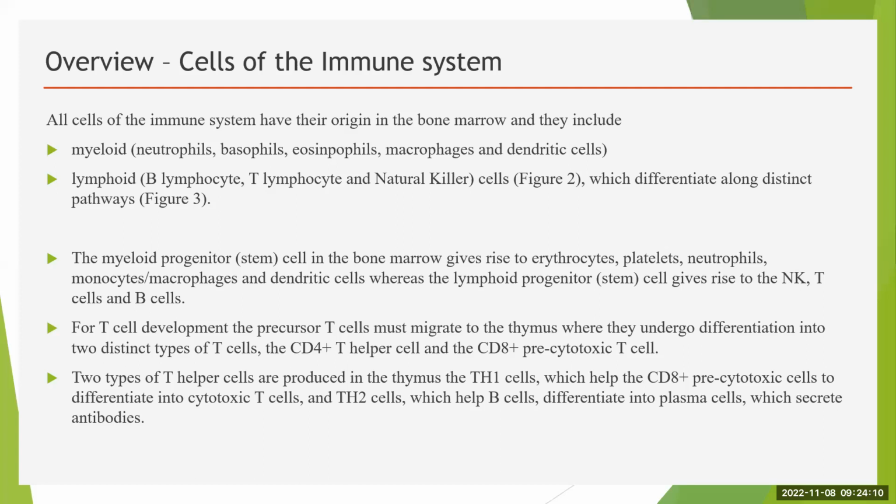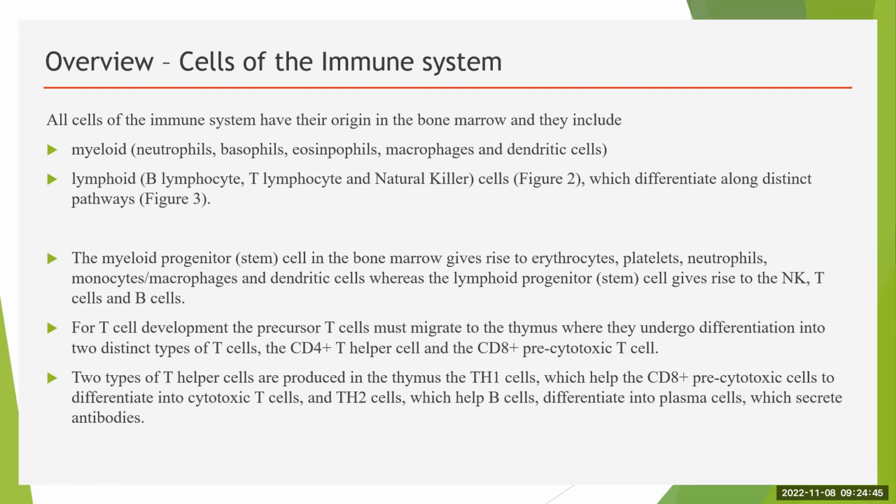And also, in terms of the type of helper cells, we've got the T helper 1 cells coming into the fold, as well as the T helper 2 cells also being differentiated at that point in the thymus before they migrate to the secondary lymphoid organs. So that is very, very key to note, the origin of these cells as they come through. As I said, everything stems from the bone marrow. From the bone marrow, we've got the myeloid lineage, and we've got the lymphoid lineage.